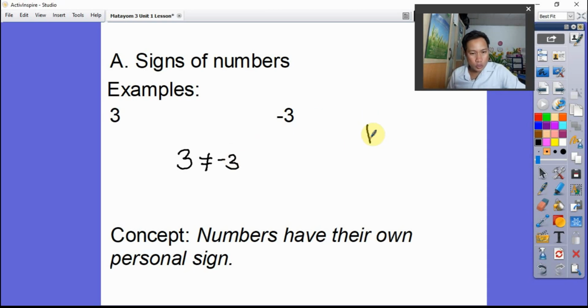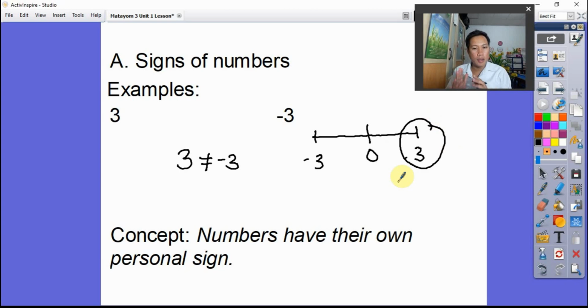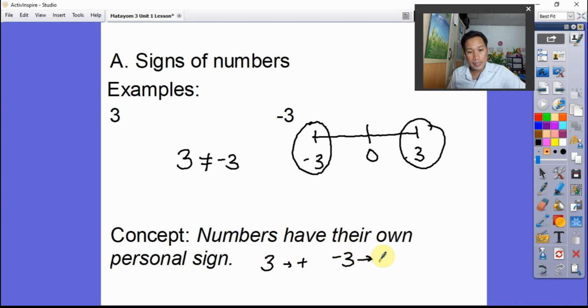Now if you want to express this in terms of the number line, why are they not equal? Because 3 has its own place on the number line. Negative 3 has its own place on the number line. That's why they are not equal. So our first concept here is that numbers have their personal sign. A positive number is positive. A negative number is negative. You cannot change that.